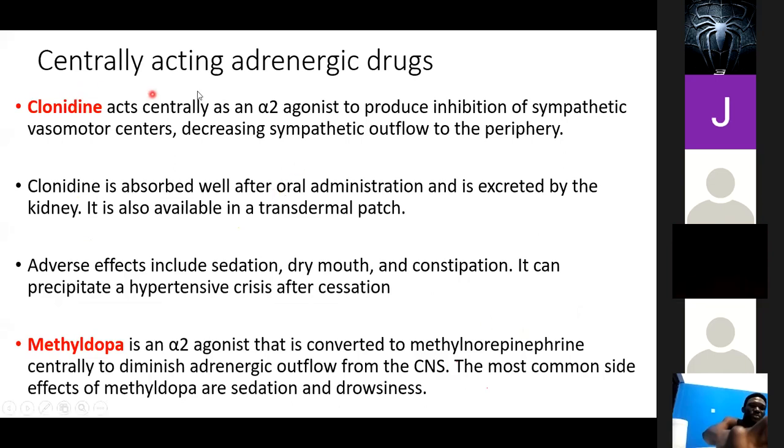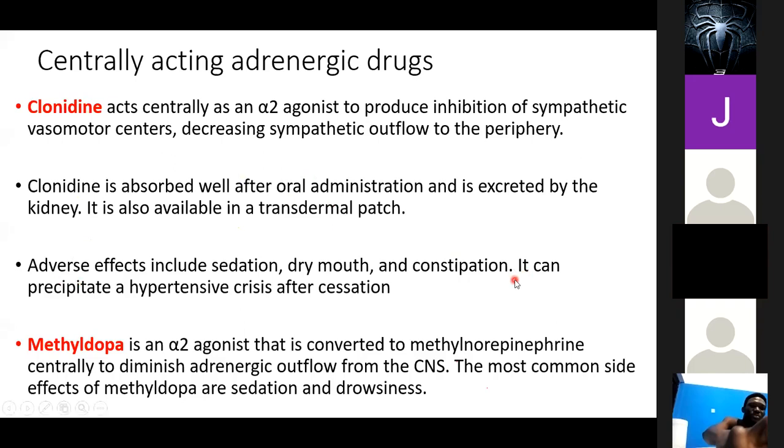For the centrally acting adrenergic drugs, there are drugs which act on our CNS. So we have clonidine, which acts centrally as an alpha-2 agonist to produce inhibition of sympathetic vasomotor centers. And here it decreases sympathetic outflow to the periphery. Clonidine is absorbed well after oral administration. So I'm describing the pharmacokinetics here. I didn't indicate that.